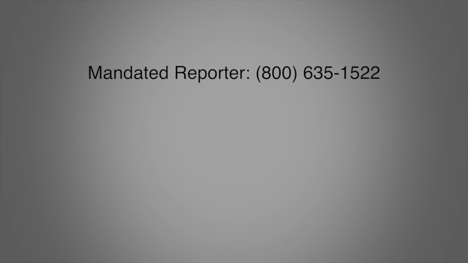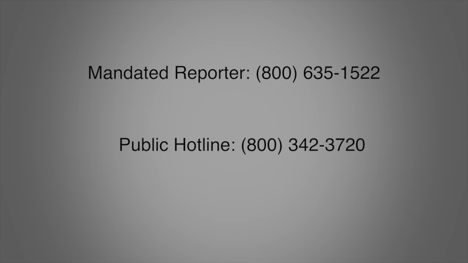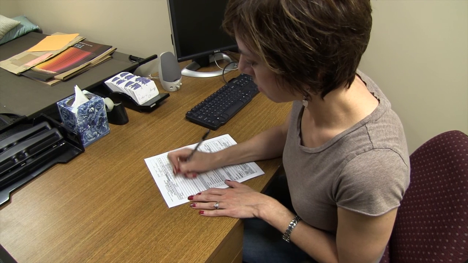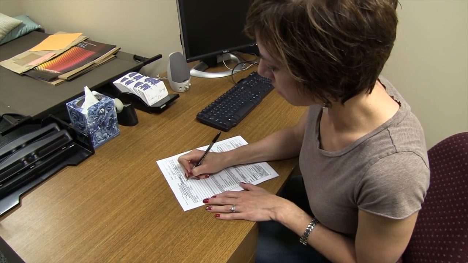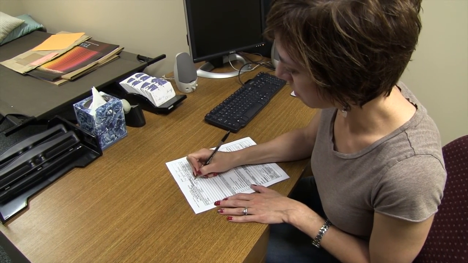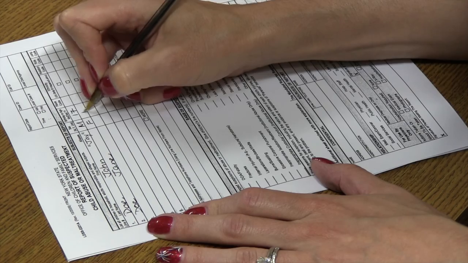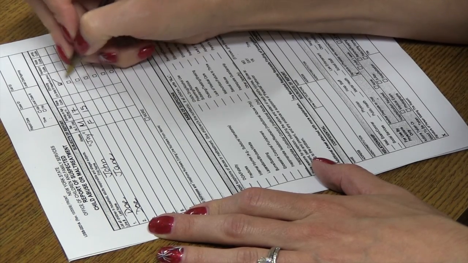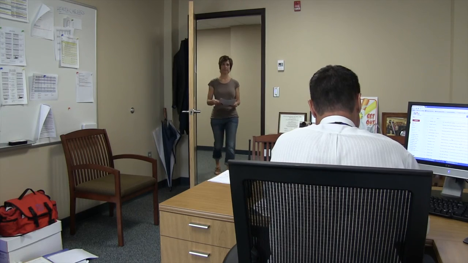The telephone numbers are Mandated Reporter 800-635-1522, Public Hotline, 800-342-3720. Before making a call to the hotline, you should use the mandated reporter form to help you organize the information you have. The completed form must be sent to the central register within 24 hours of making the call.